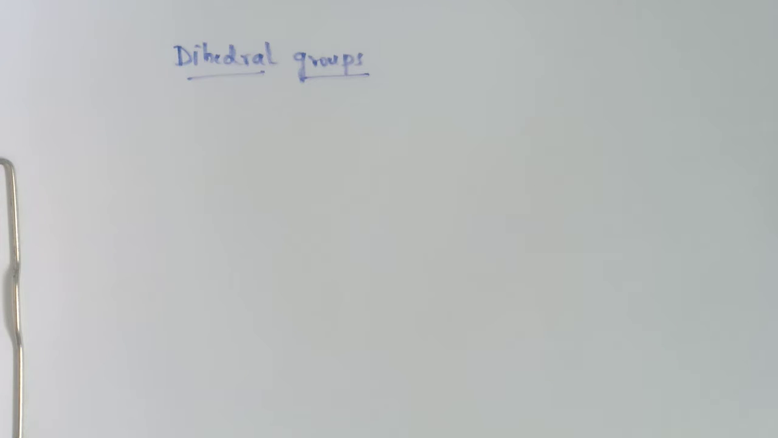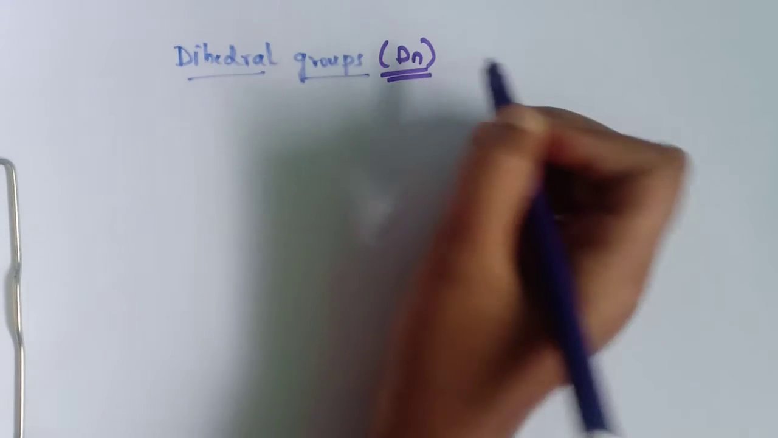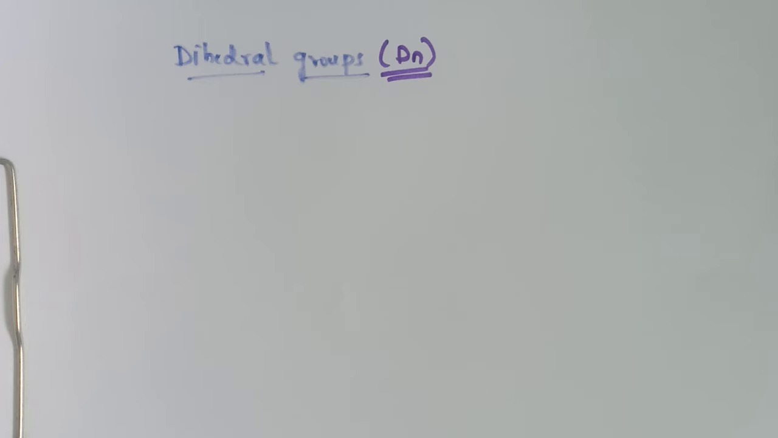Now we are going to discuss these dihedral groups, which are represented by Dn. It is a point group. What is a point group? It is a collection of all the symmetry elements present in the molecule.